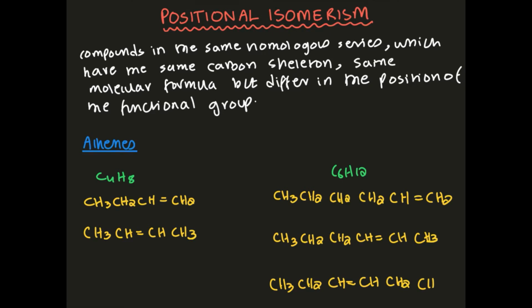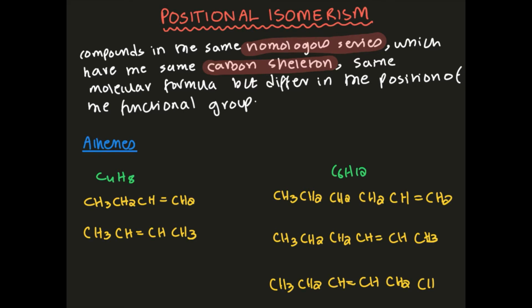So positional isomerism is exhibited by compounds that are in the same homologous series. This means that if one of the compounds is an alkane, the other one also has to be an alkane. If one of them is an alkene, the other one is also going to be an alkene, and so on. So both of them are in the same homologous series. And they need to have the same carbon skeleton, which means that the number of carbons in the longest chain needs to stay the same.